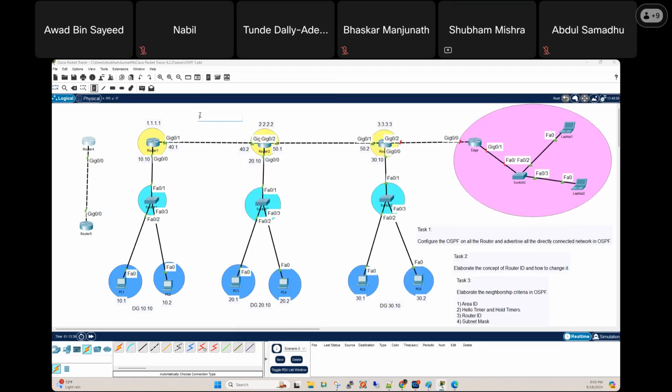Focus here. For 255.0.0.0, this will be the subnet mask. Fine. Please remember, wildcard is just the opposite of subnet mask. What will be the wildcard mask for /8? 0.0.0.0... 0.255.255.255. Understand, everyone?